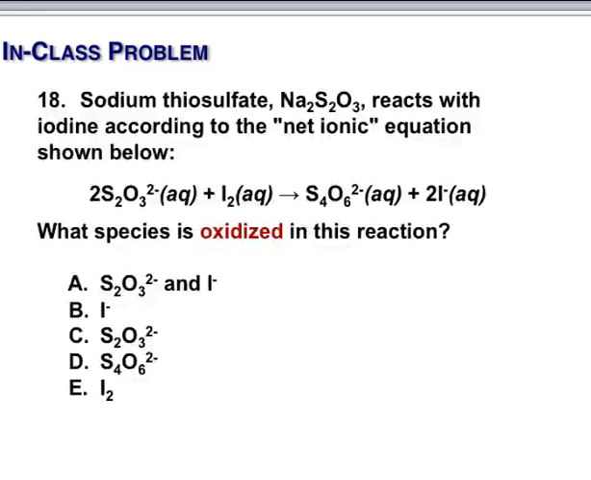All right, here we have a net ionic equation. We have thiosulfate reacting with iodine to give, I forgot what this is, S4O6, 2 iodines, and 2 iodide anions. We want to know which of these species in this thing was oxidized.